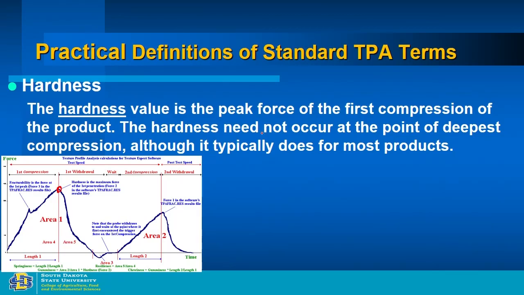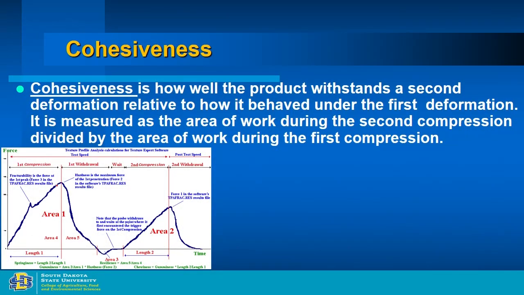The hardness need not occur at the point of deepest compression, although it typically does for most products. What it means is, if you compress it 30%, 40%, definitely you get the hardness. So the next property is cohesiveness: how well the product withstands a second deformation, related to its behavior under the first deformation.